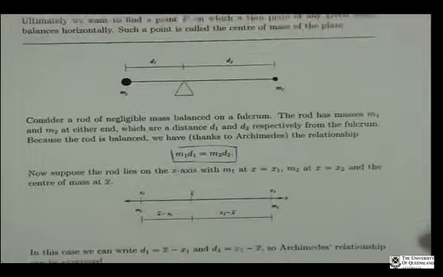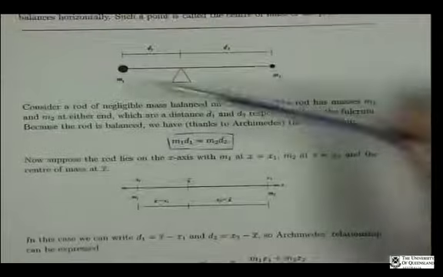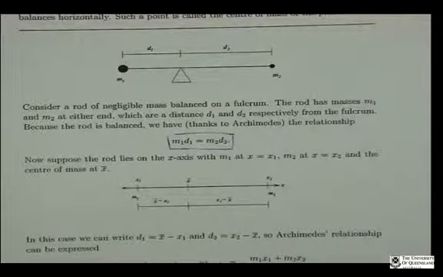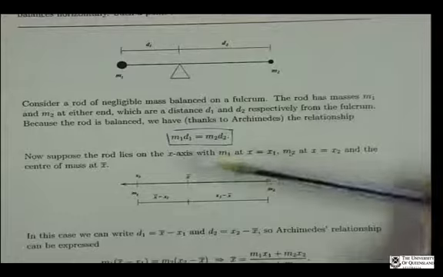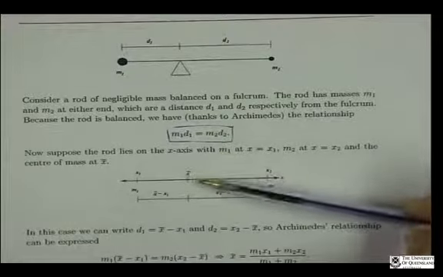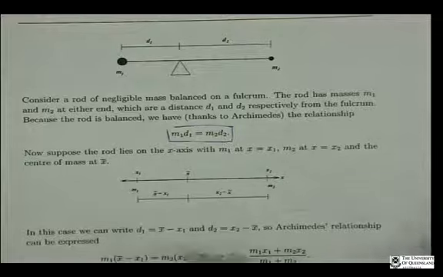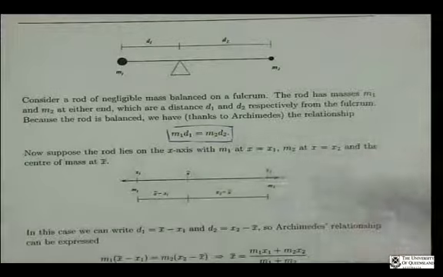First of all, instead of referring to D1 and D2 as distances, I'm going to superimpose this system on a number line. So I'm going to introduce a coordinate system. Here's the number line. I'll place the fulcrum at this location, let's call it the value x bar. And M1 and M2 will be located at coordinates x1 and x2.